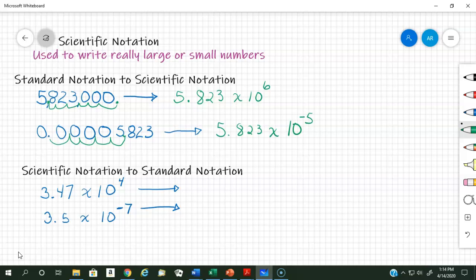So I'm making this a smaller number. This isn't 5.823. It's a much smaller number. So I'm really doing this opposite piece, this opposite exponent. So I'm getting a very small number.